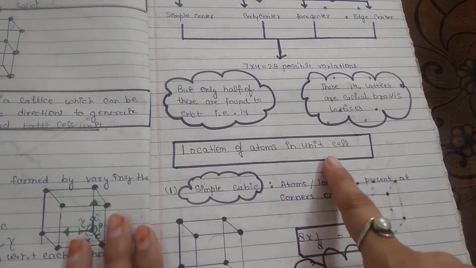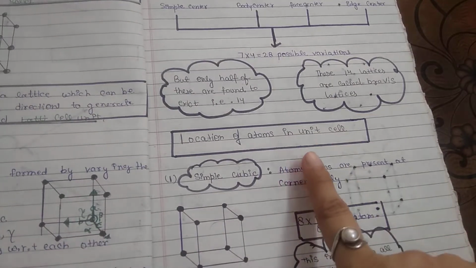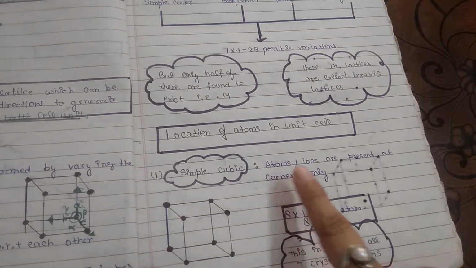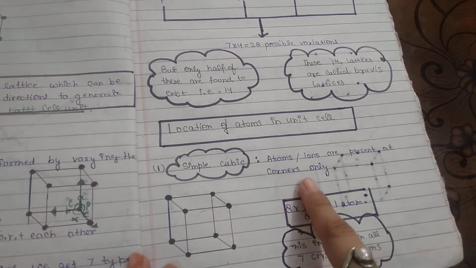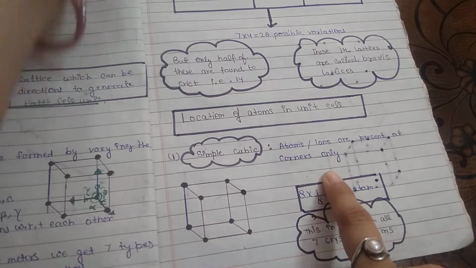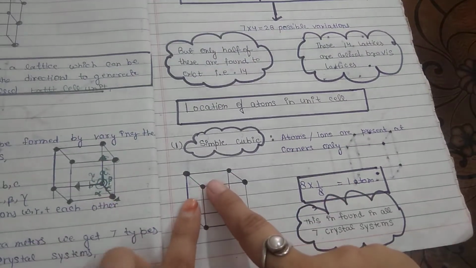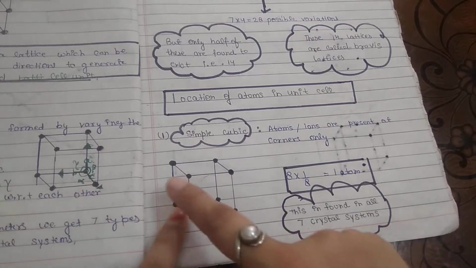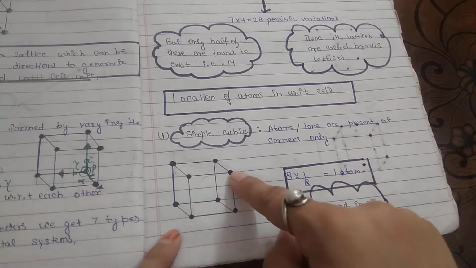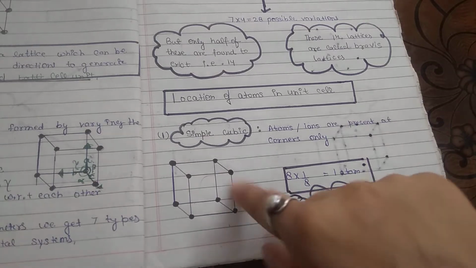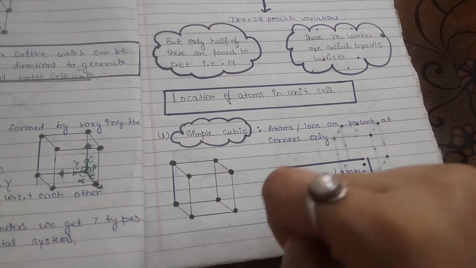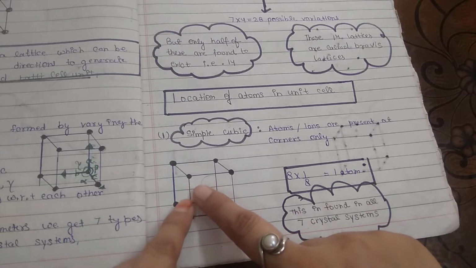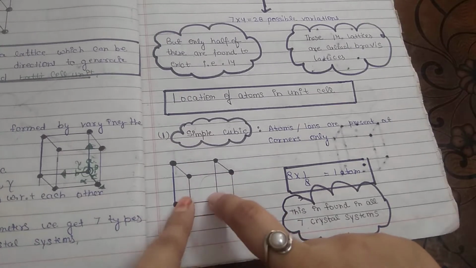Location of atoms in the unit cell. We will study the locations of atoms in the unit cell. In a simple cubic, atoms or ions are present at the corners only. You can look here, the atoms are present only at the corners: 1, 2, 3, 4, 5, 6, 7, 8. Here are 8 atoms or ions present at the corners, and you know that an eighth part of each atom is inside the cube.